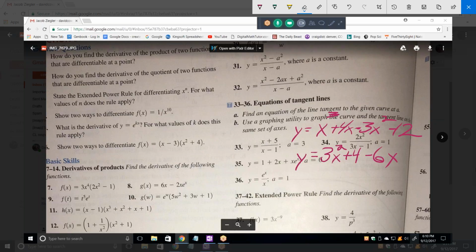I can't remember the names right now. Product rule. Yeah, the product rule. Product because they're being multiplied. Okay? So let's use the product rule this time. Make sure we come up with the same answer.